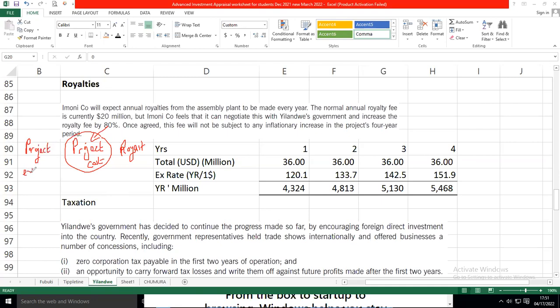So the 36 is already inflated? Remember what they said: once agreed, this fee will not be subject to inflation. Okay, not be inflated. All right, I've gotten the point.